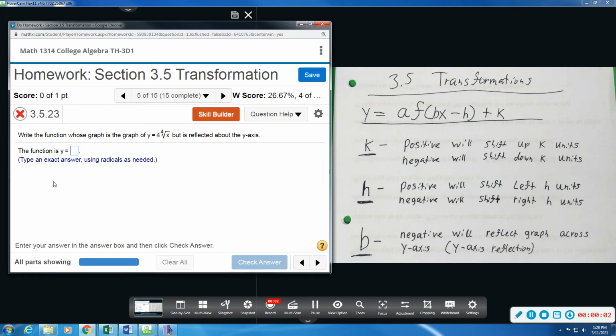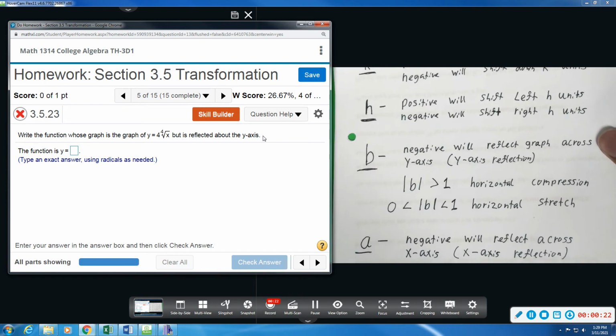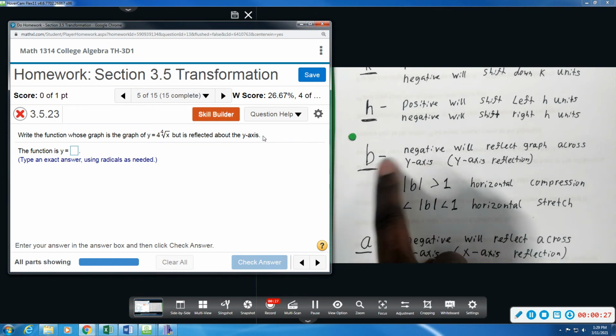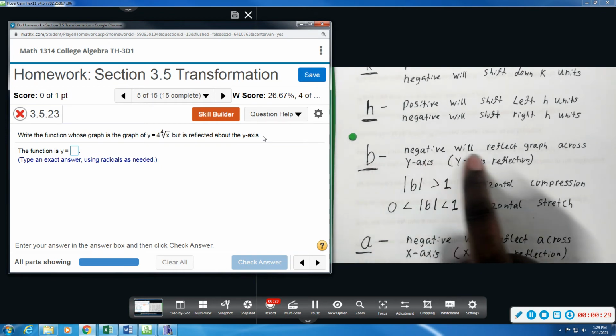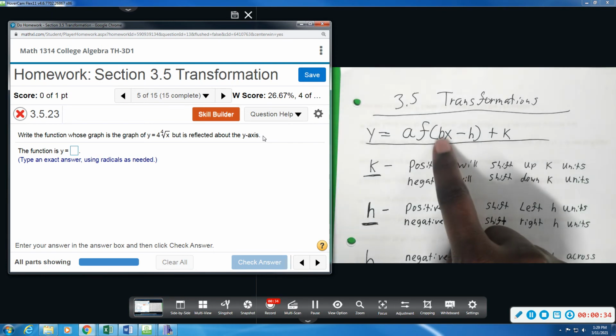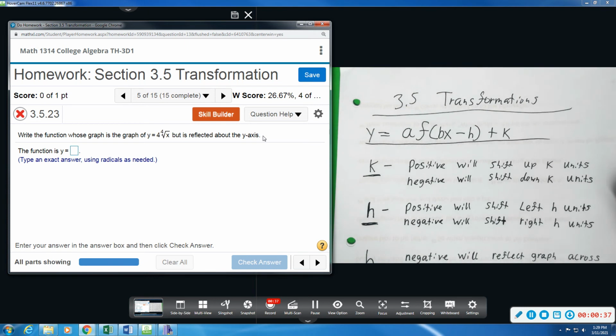Okay, number 4, we want to write a function of this equation that has been reflected about the y-axis. So we have y equals 4 times the fourth root of x, and then we're going to reflect it about the y-axis. Okay, so what reflects a graph about the y-axis is making a negative b. Okay, a negative b will reflect it across the y-axis. So that is whatever's in the grouping symbols, we're going to make that b term negative.